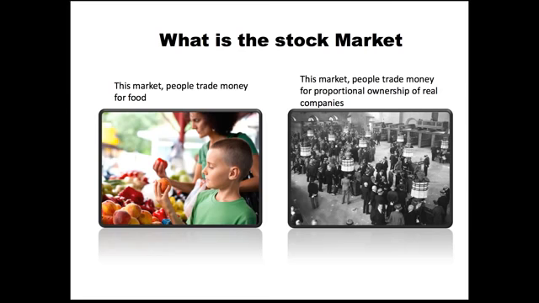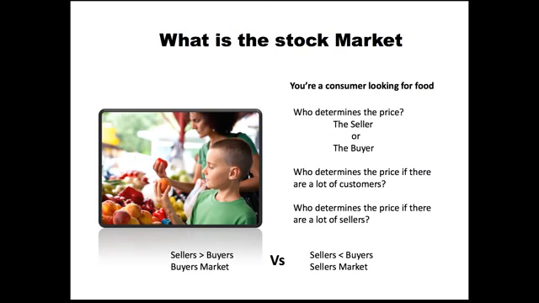So on the left I have a picture of a little boy and his mother buying some fruit at a local market, and on the right I have an old-time photo of the stock market, New York Stock Exchange. And you can see on the left, this is a market where people trade money for food, and on the right, this is a market where people trade money for a proportional ownership of a real company, or a stock. So let's go to the boy and his mother picking the fruit.